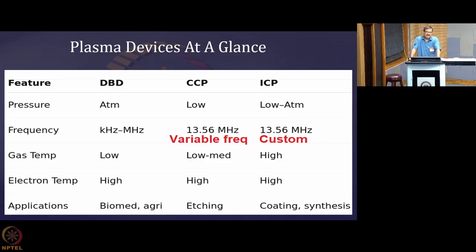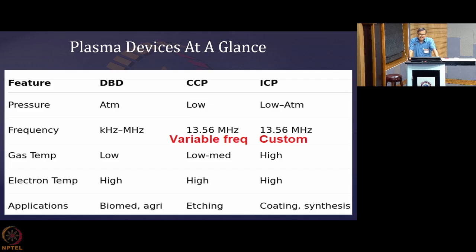Gas temperature in DBD it is low, CCP it is low to medium, and ICP it is high. Electron temperature in DBD it is low, in CCP it is high. Sorry, gas temperature in DBD it is low, in CCP it is low to medium, not high, and ICP it is high. And the electron temperature is high in all the cases, in DBD, CCP and ICP, irrespective.